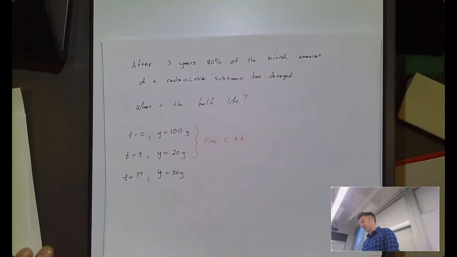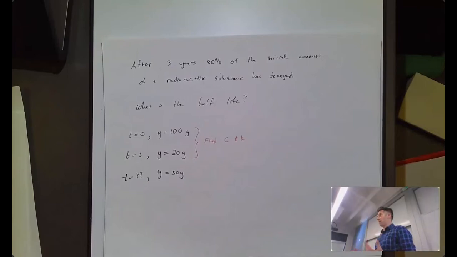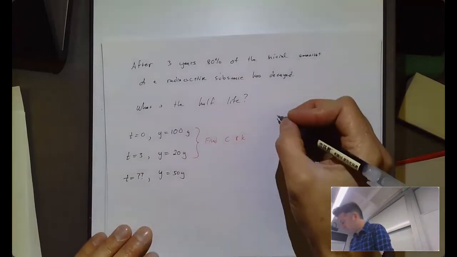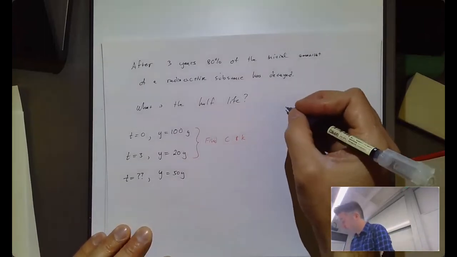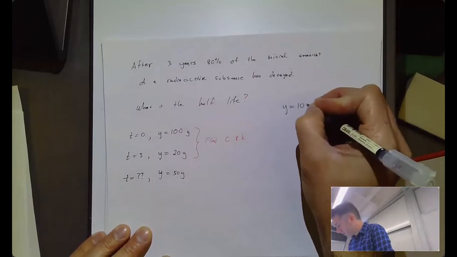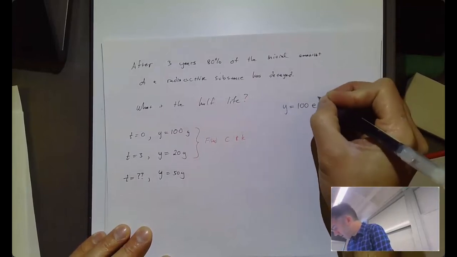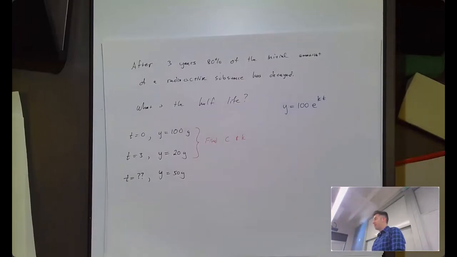I should really point this out because it's worth pointing out. There is a way of doing this where you don't have to work quite so hard to get the C and the K value. C is not terrible. C is 100 here. I can see that I'm going to have something like this. Y equals 100 e to the kt. And we can find K.